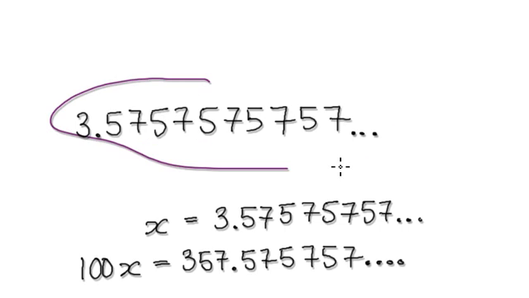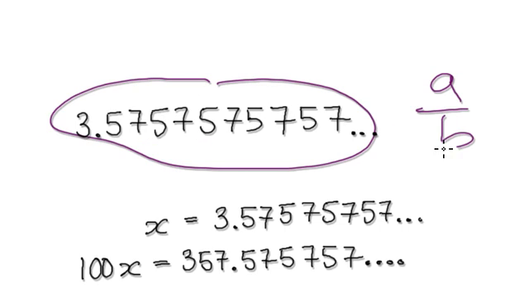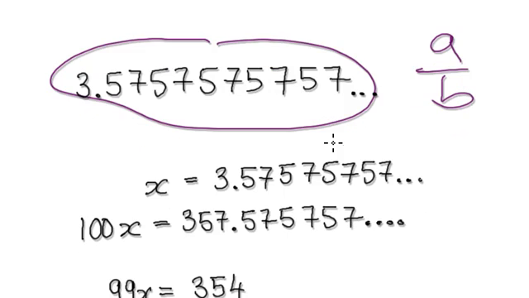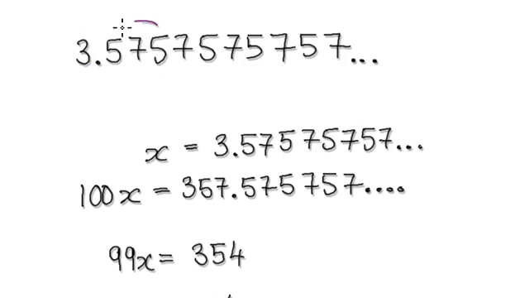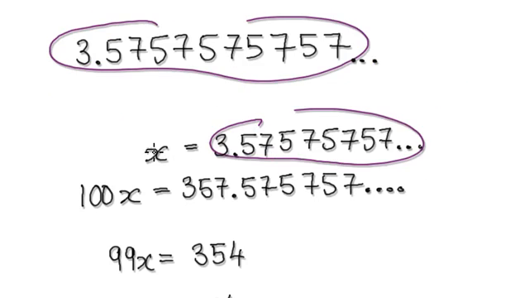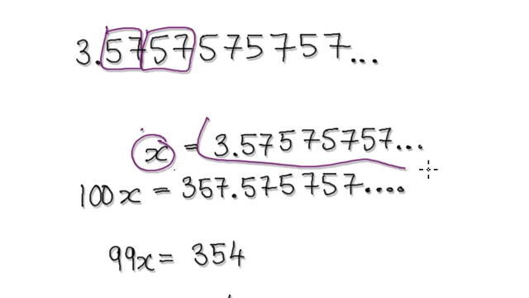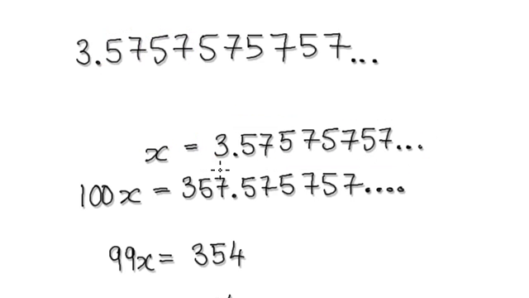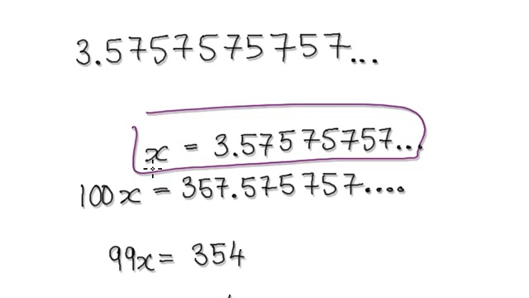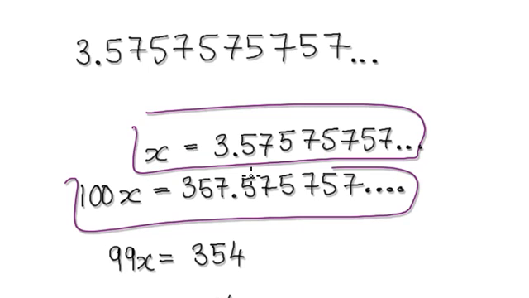To express this as a fraction, we would just say let this number be x. Now you can see that it's recurring here. So let x be this thing. Now times both sides by 100, so the decimal will be here. That will then give you this.